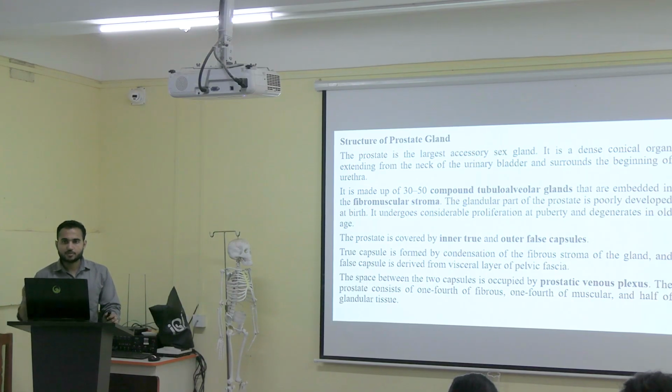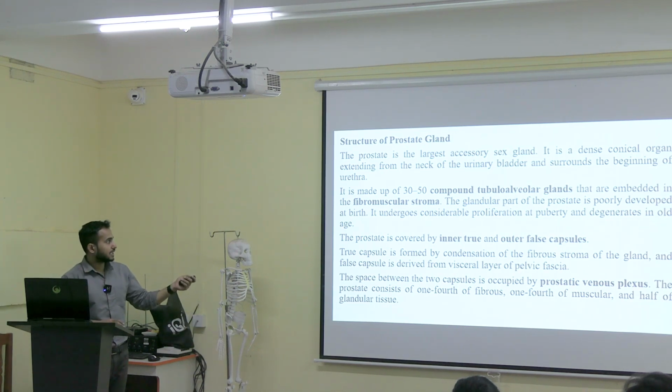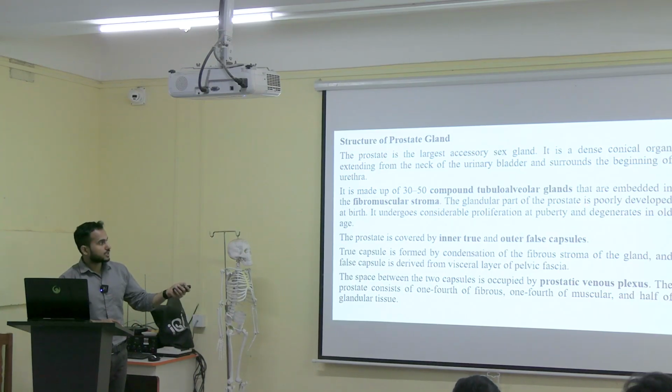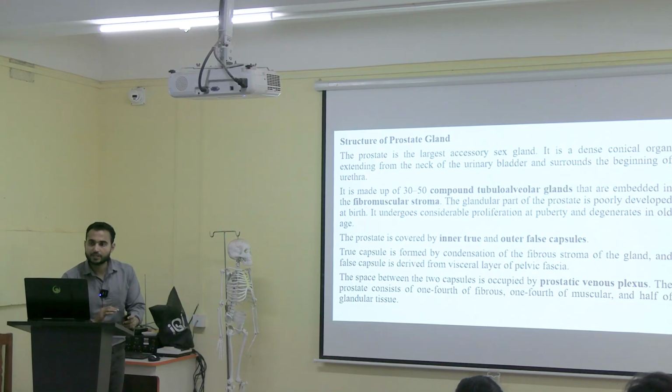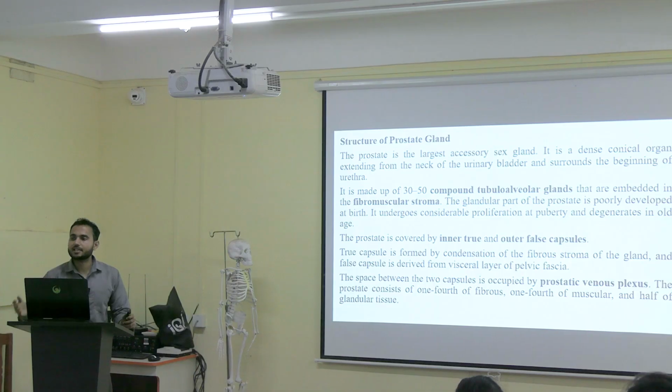Now if you see the prostate gland, mainly it is made up of 30 to 50 compound tubuloalveolar glands. That means the glandular part is made up of compound tubulo-alveolar glands, and the supporting part is made up of fibromuscular stroma. Now the glandular part of the prostate is poorly developed at birth. After that, proliferation takes place during puberty, and again it degenerates at old age. So at various phases of life, changes are taking place in the prostate gland.